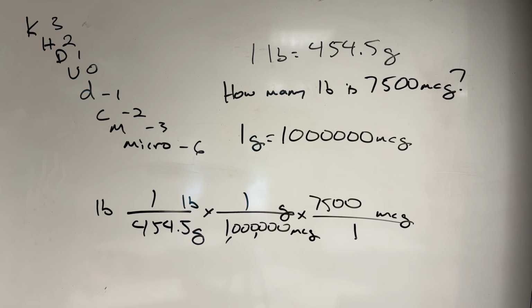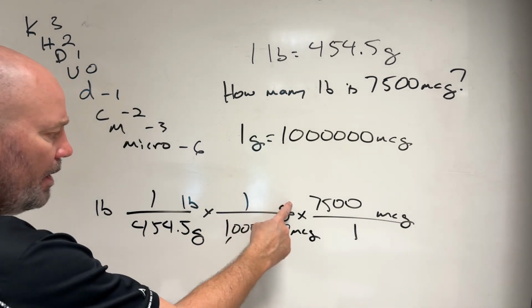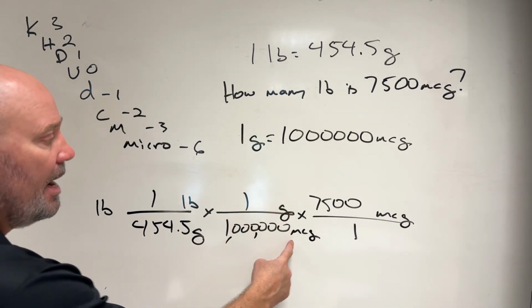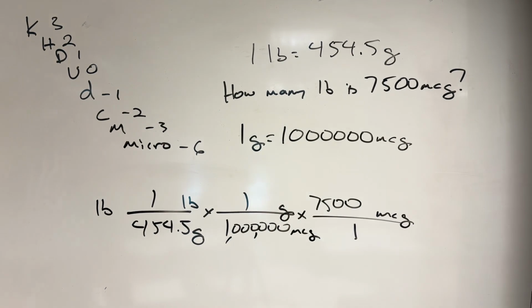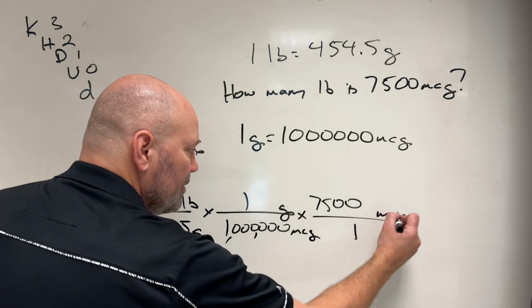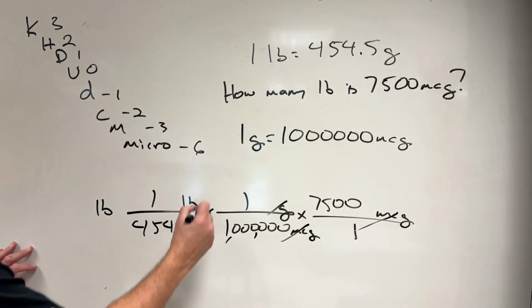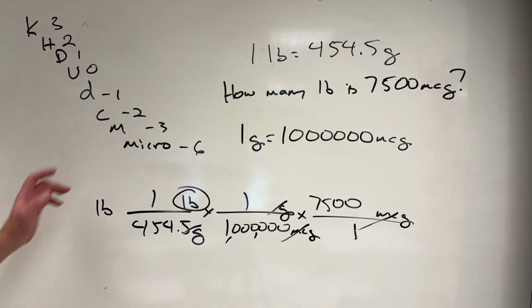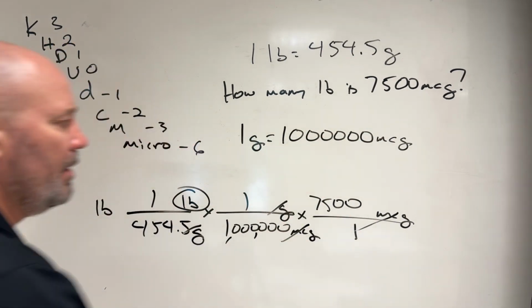So same thing we've done so far in the class. If we take our step 1, what unit we're looking for, we put that in our numerator. The denominator of that first conversion factor fraction will then be the numerator of our next fraction, and so on. And in this case, we can now cancel out our micrograms, cancel out our grams, and we figure out how many pounds are in 7,500 micrograms. We just multiply across, and we can get our answer.